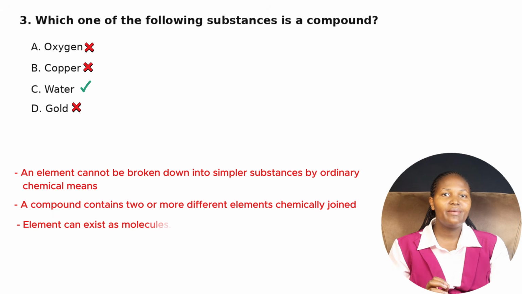Also remember that an element can exist as molecules. Oxygen gas, for example, contains oxygen molecules, but it is still an element because these molecules contain only oxygen atoms. Then in a compound, the elements lose some of their individual properties and the compound has its own properties. Exam tip for this type of question: do not assume that every molecule is a compound. Ask whether the particles contain one type of atom or different types of atoms.